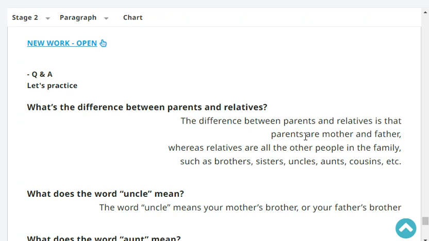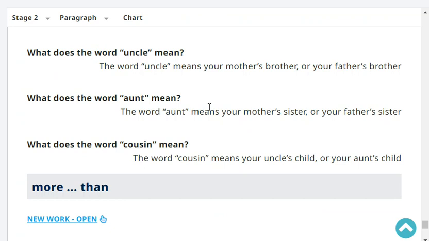Very good. What does the word uncle mean? The word uncle means your mother's brother or your father's brother. Very good. What does the word aunt mean? The word aunt means your mother's sister or your father's sister. Very good.